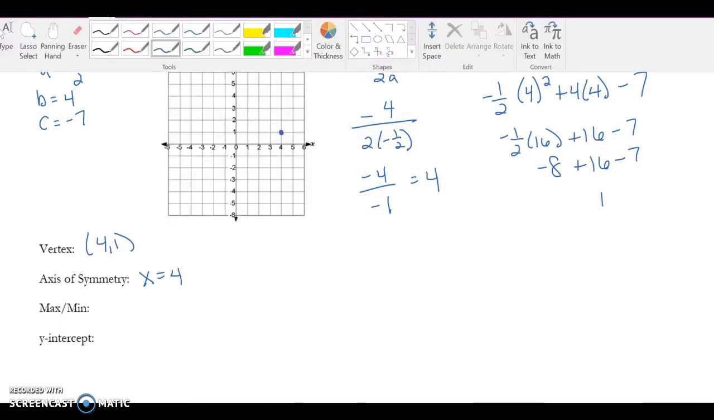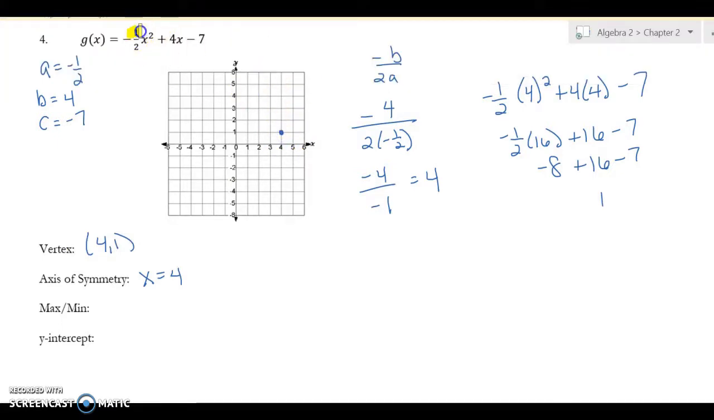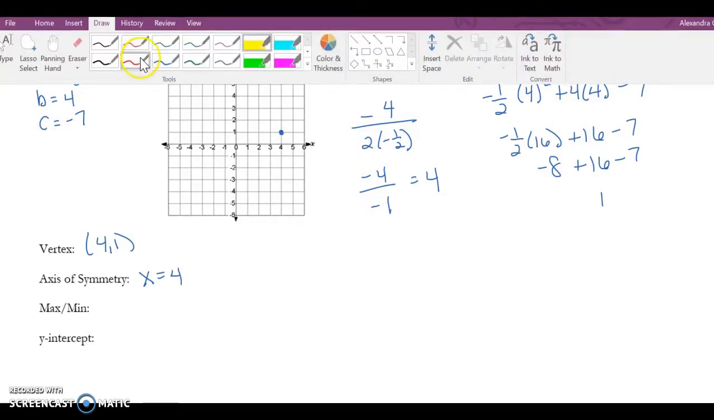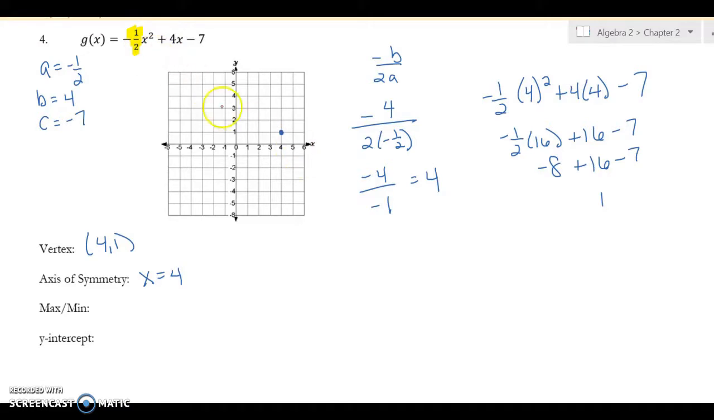Now remember, this is a shrink, right? Because it's a fraction. And so whenever you have shrinks, we can't just count our slope. We're going to have to plug in a value to the left or the right. I don't really want to plug in 5 because if I take half of 5 or 5 squared, I'm going to get a decimal. So I'm going to plug in 6. So I'm going to do negative 1/2, 6 squared plus 4 times 6 minus 7.